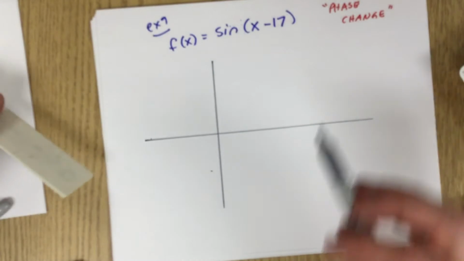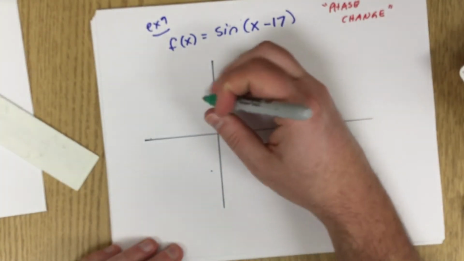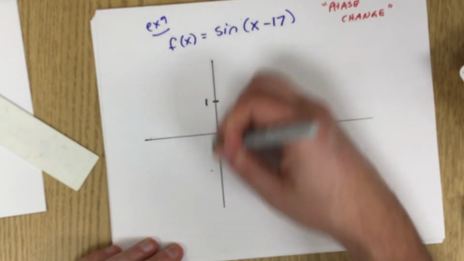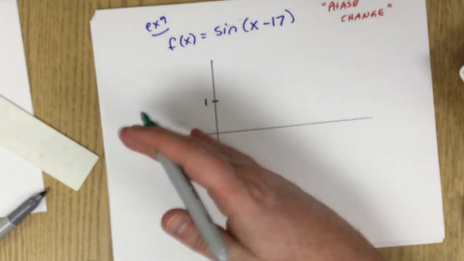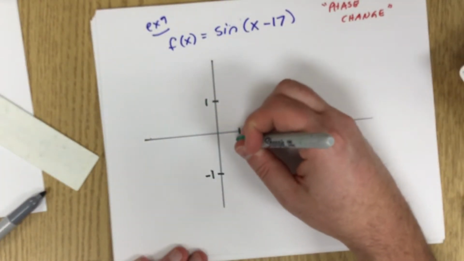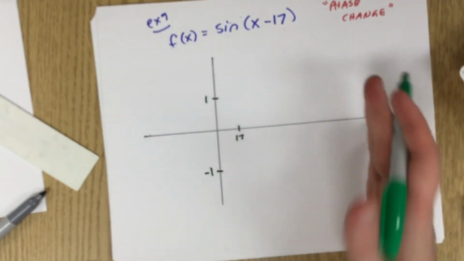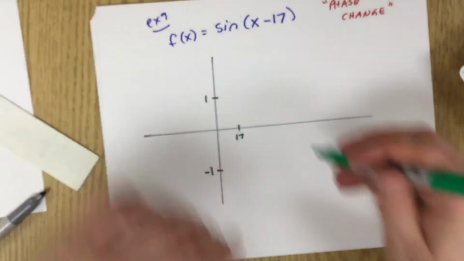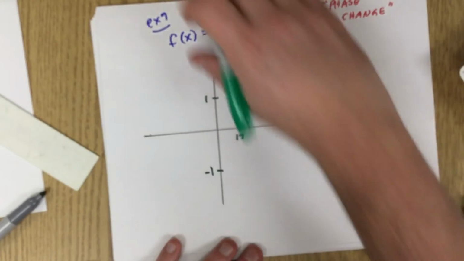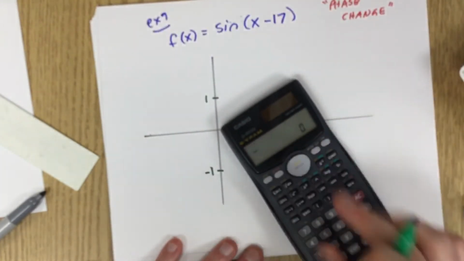Okay, so it hasn't moved up or down, so nothing special happens there. So it's actually going to start at 0. The amplitude is 1, so it's going to go as high as 1 and as low as minus 1. What has changed is that instead of starting at 0, we've moved to the right. So we're actually going to start at 17. And then what we notice is that we go up by 90 every time. So if we have 17, the next one is going to be 90 later, which is going to be 107, I think.